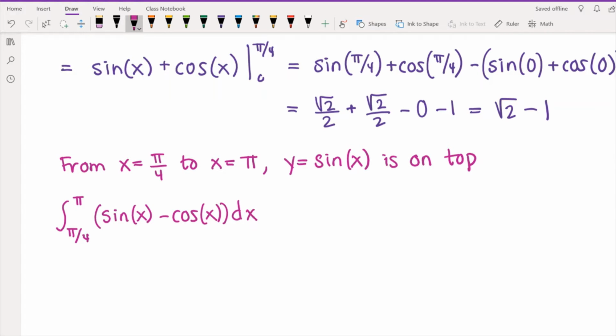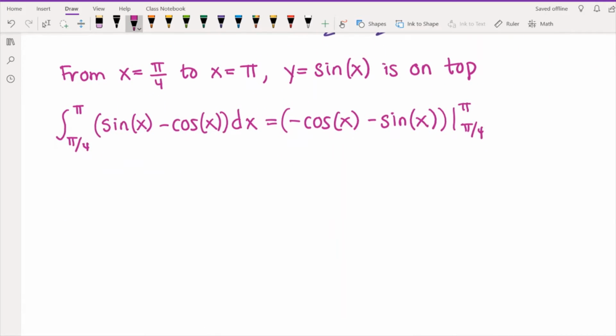dx. So now our antiderivative, so the antiderivative of sine of x is negative cosine of x. And then the antiderivative of negative cosine of x is negative sine of x. And we're going to evaluate that expression at pi and pi over 4. Okay, so that's going to give us negative cosine of pi minus sine of pi minus negative cosine of pi over 4 minus sine of pi over 4.